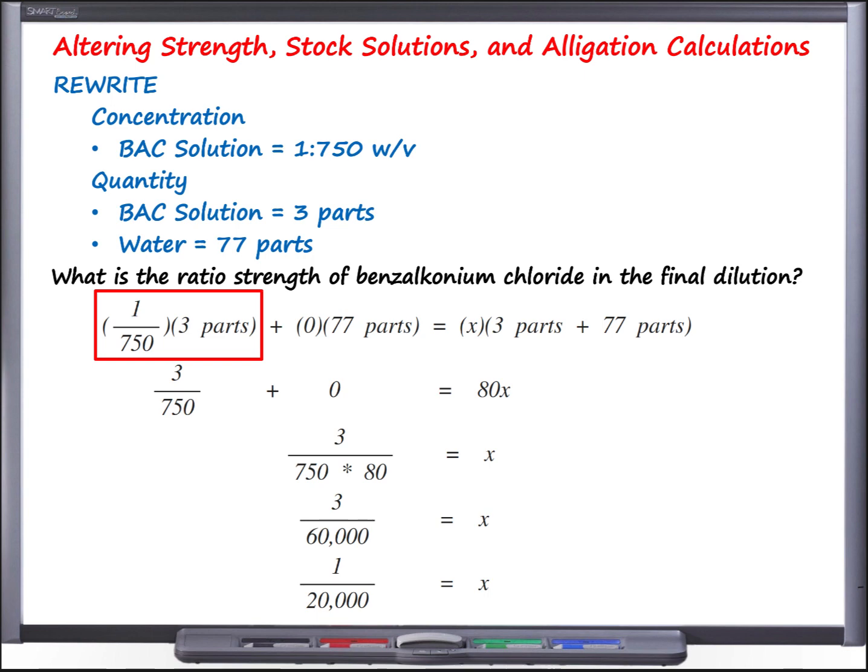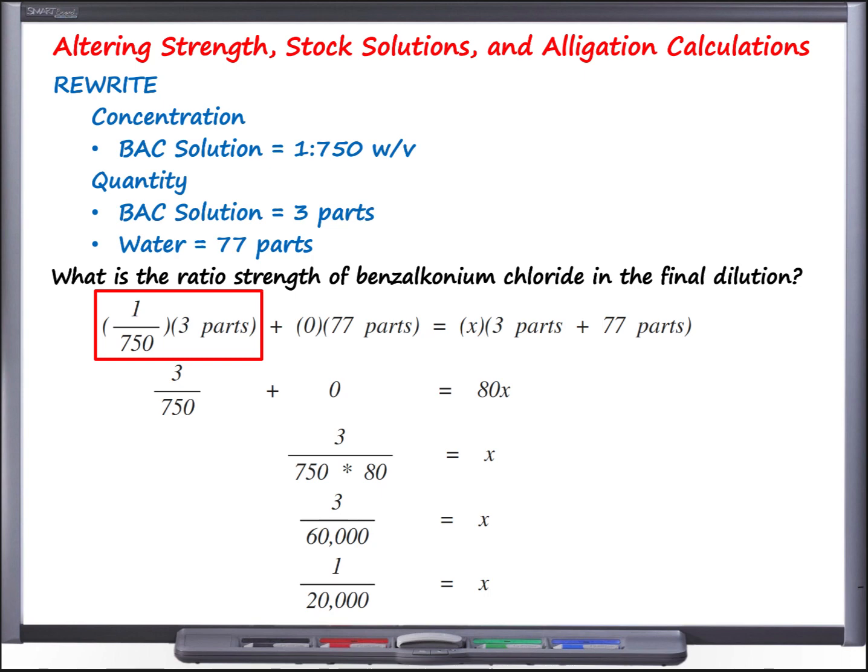So what we have to begin with is those expressed for our initial benzalkonium chloride solution that we already had made up. What was the concentration we were given for that? It was 1 to 750. So the first parentheses is the concentration expressed as 1 over 750, the concentration of our initial benzalkonium chloride. We're going to multiply that times the quantity.